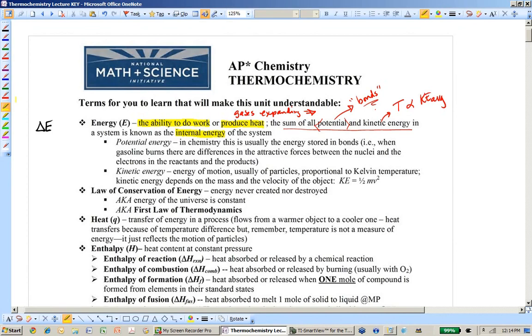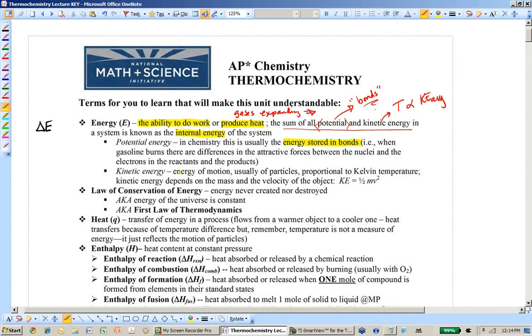We're going to go through it, but I'll try to kind of guide you along the way of, yeah, this is super duper important and you need to know it, and this is just nice for you to know to enhance your overall understanding. So better definitions: potential energy, like I said, usually in chemistry, this is the energy stored in bonds. So when gasoline burns, there's going to be differences in the attractive forces between the nuclei and the electrons in both the reactants and the products.